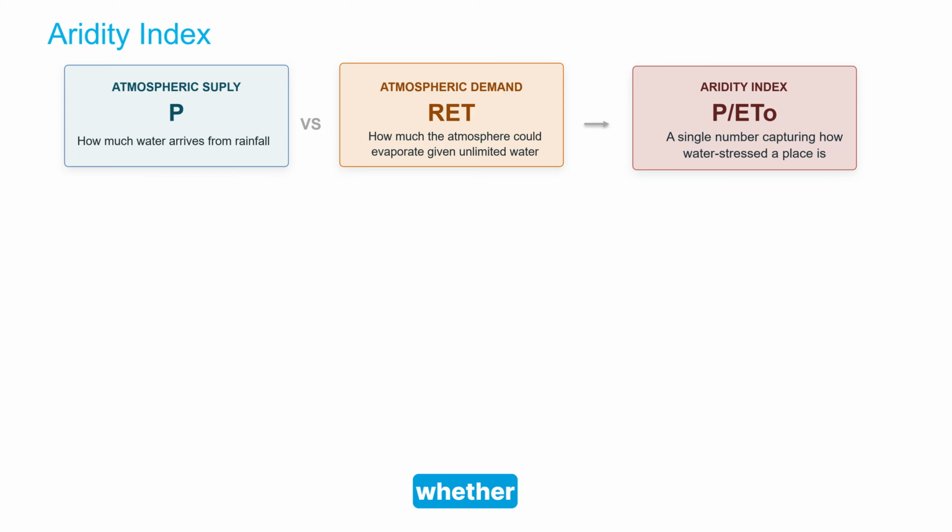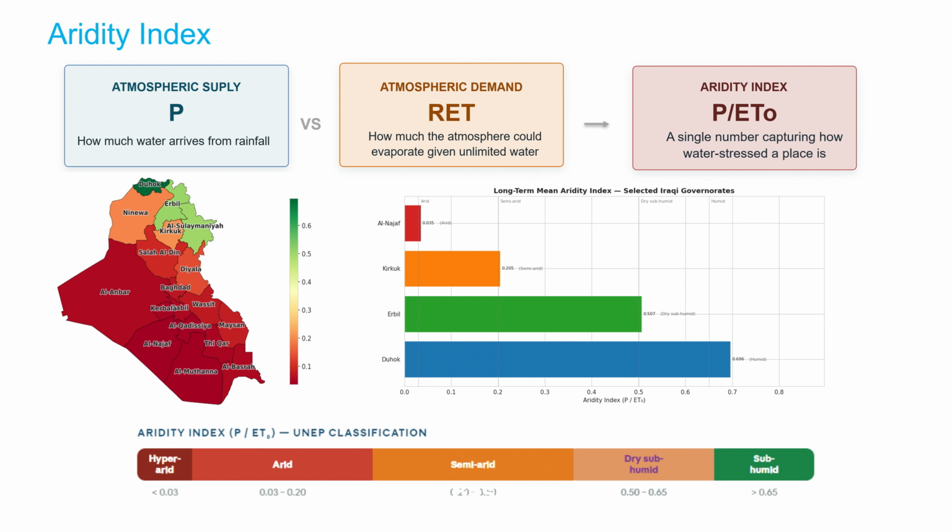Another way to assess whether an area is naturally water scarce is evaluating the aridity index, comparing the atmospheric supply in the form of precipitation with the atmospheric demand, represented by the reference evapotranspiration, using this formula. Based on the UNEP's classification, areas in northern Iraq, such as Erbil, are humid to subhumid, whereas more southern areas are arid, such as Baghdad, and hyperarid, even more to the south.